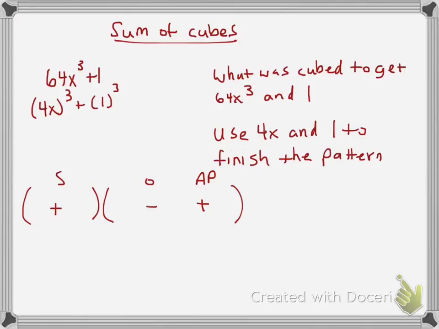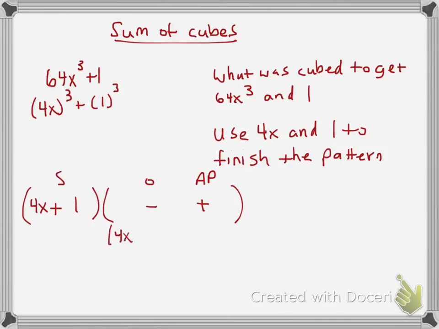Now the nice thing is that we identified the 4x and the 1. So put the 4x in the first part, put the 1 in the second spot for the binomial. So there's your first part. That was the first factor. Now my second factor is going to be this trinomial. And we're still going to use the 4x and the 1.